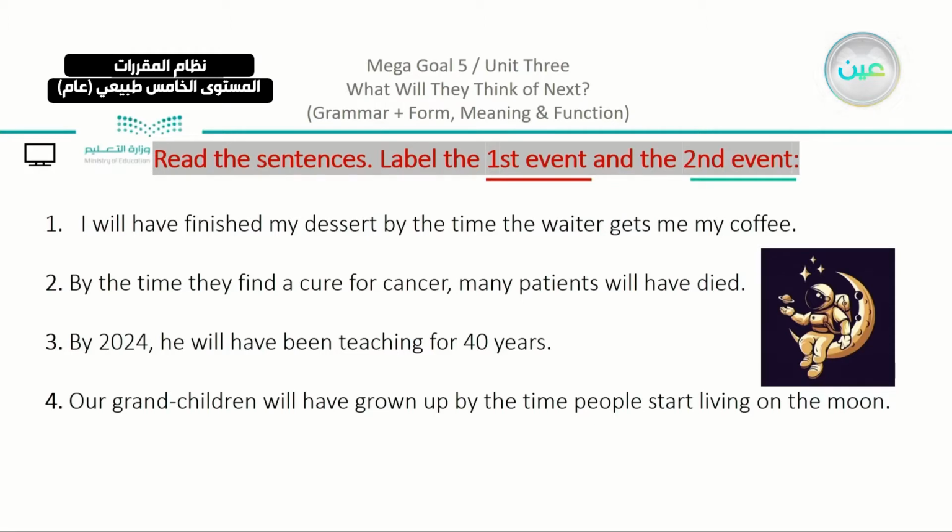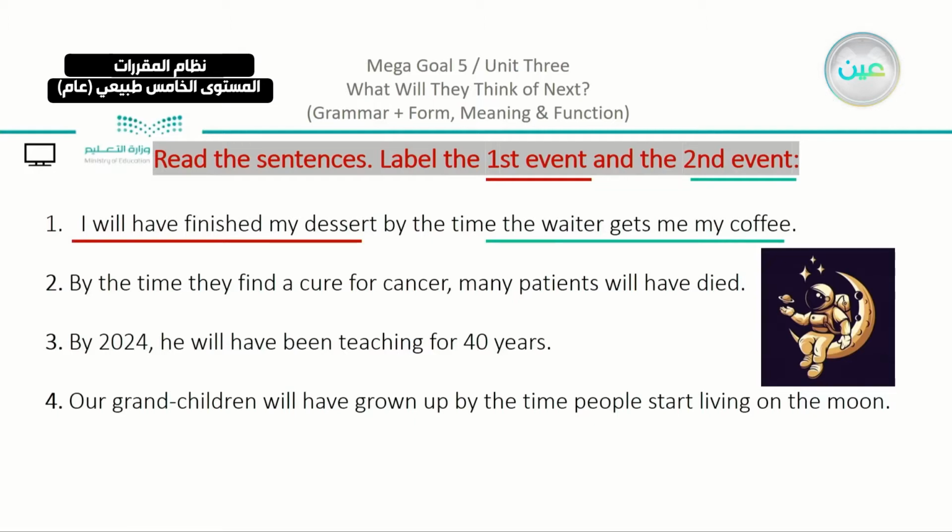Now they have the first one. I will have finished my dessert by the time the waiter gets me my coffee. So what will happen first? Finishing the dessert or the waiter bringing the coffee? I will have finished my dessert. So we can see that the first action is going to be finishing the dessert, and the second one, the waiter gets me my coffee. And note that this is something that will happen in the future. How do I know? Because I have here, I will have finished.